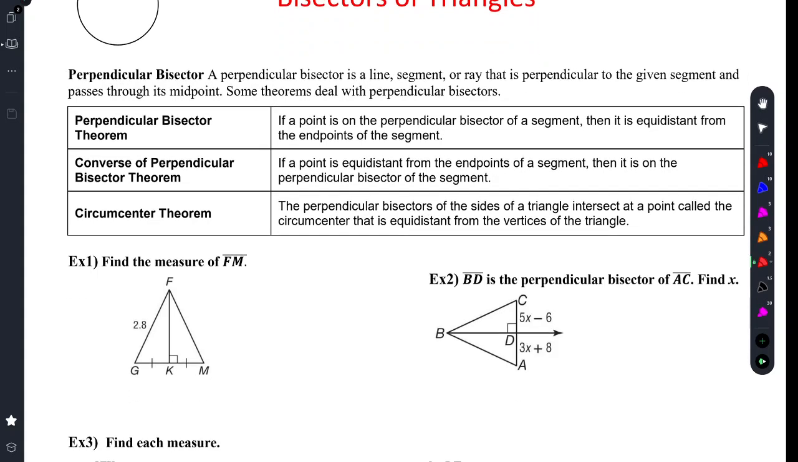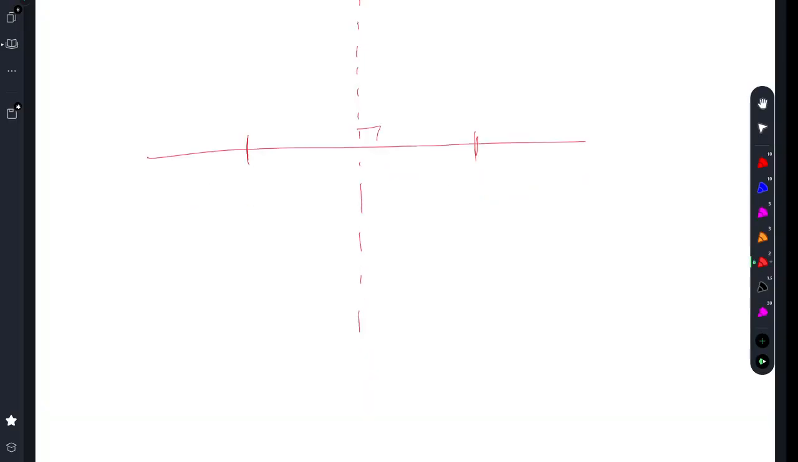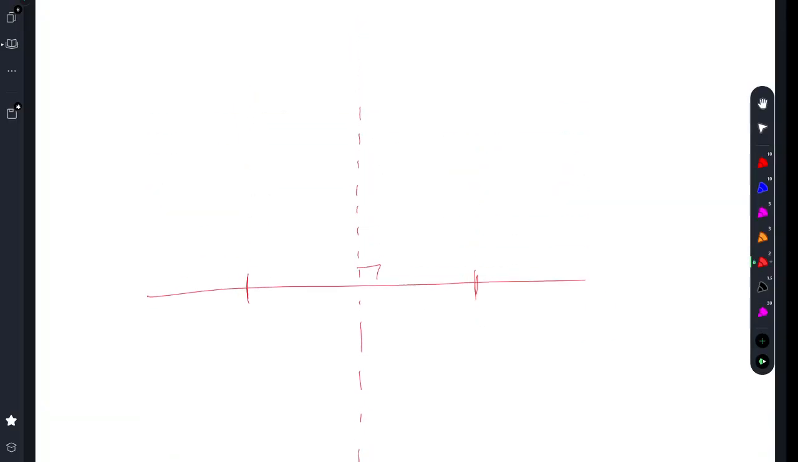Now be careful with the perpendicular bisector theorem. When I first did this, I thought the perpendicular bisector theorem said something like you can cut a line in half at a right angle, but it has actually nothing to do with that. If you read this with me, if a point is on the perpendicular bisector of a segment, then it's equidistant from the endpoints of the segment. The first time I saw that, I didn't really know what it was talking about, but this is all it's saying.